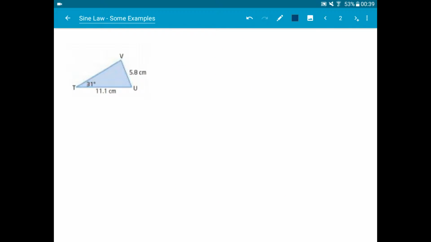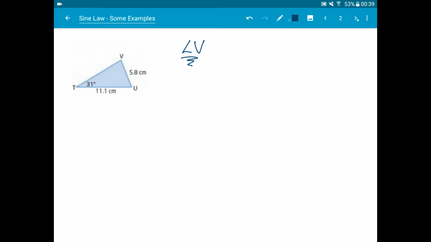So let's go over here and we'll look for something that we need to find a missing angle for. We've got to decide which angle we're after. Oftentimes these questions ask you to solve for everything that's missing, which you could easily do once you find one of them. You just keep going. So let's just find angle V.